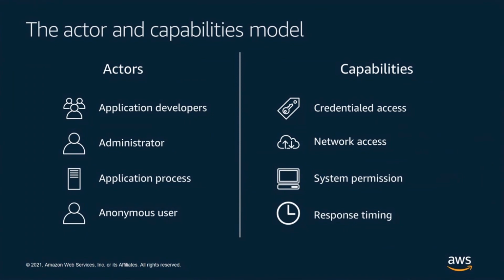So before we dive into the details about securing Amazon EKS, let's talk about the threat model in the context of actors and capabilities. This is just a high-level concept of actors being the nouns in the situation. This could be anything from application developers on a cluster, or a cluster administrator, or an AWS administrator, or an application process on the node or EC2 instance. Or it could even be an anonymous user of your system accessing your website.